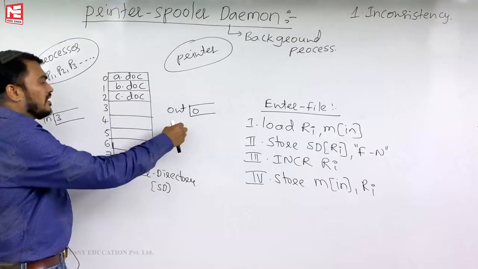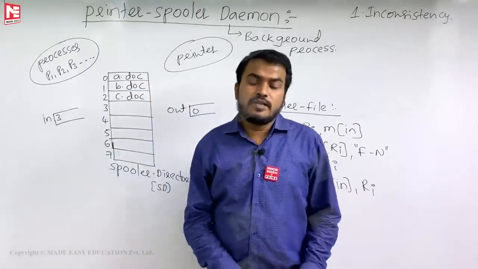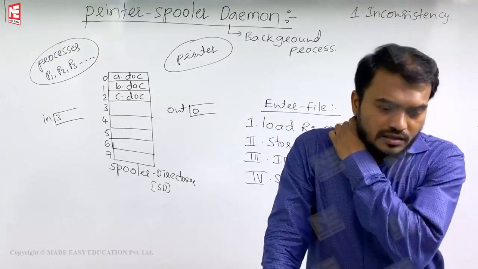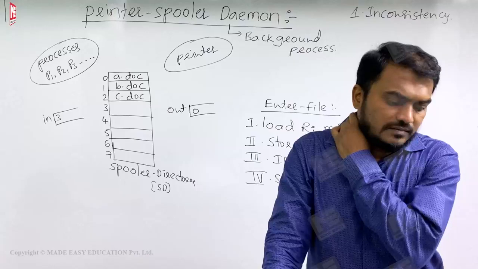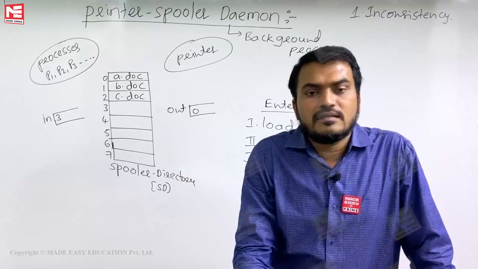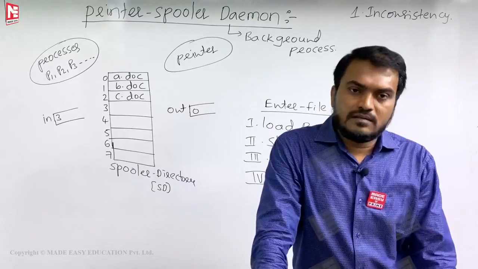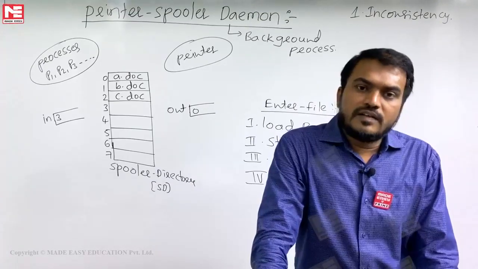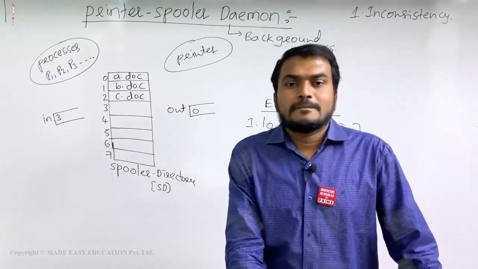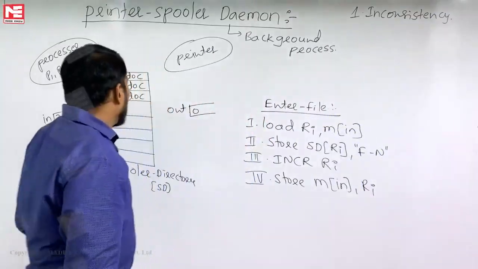Next, what is the out variable? Make a note of this. In is a variable used by all the processes to identify the next empty slot in the spooler directory. Write it down in your notes properly. Right, so that is about the in variable.